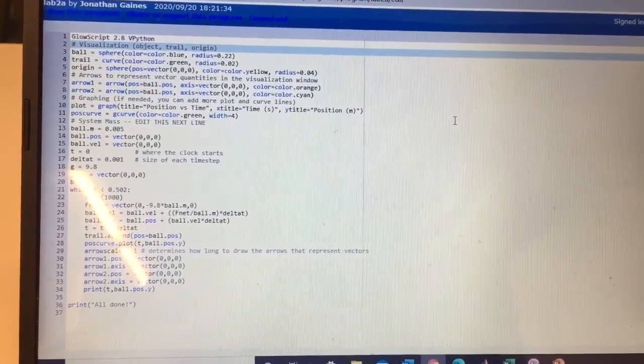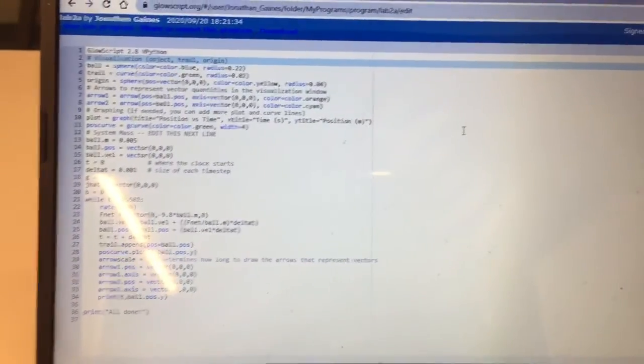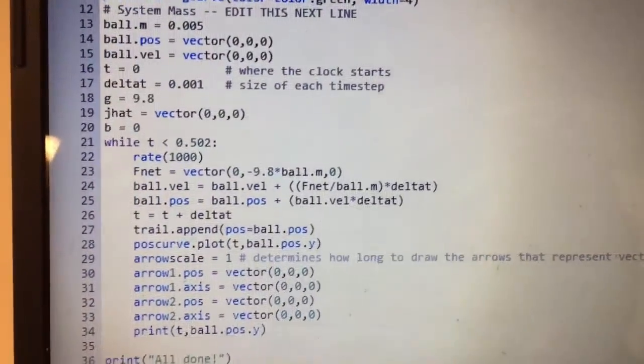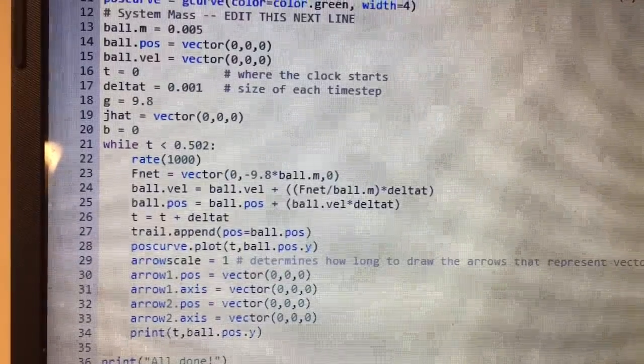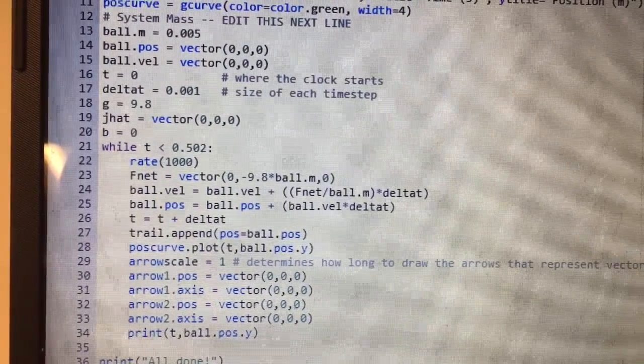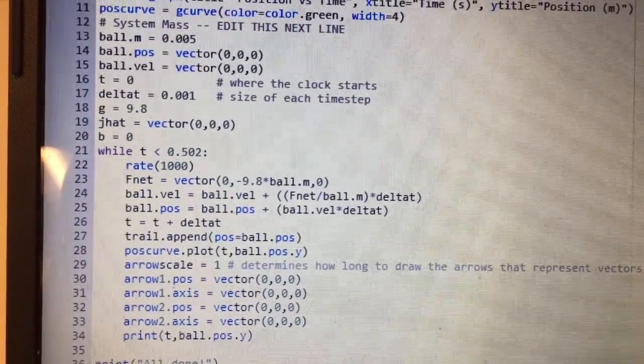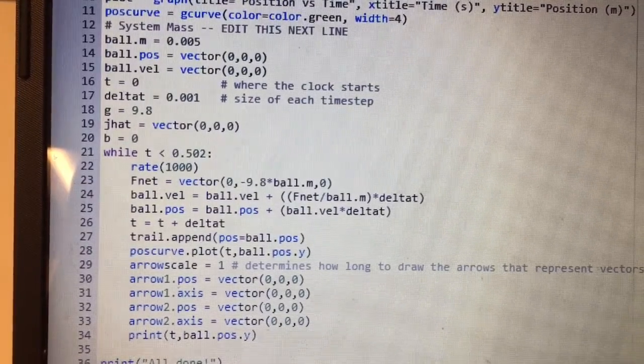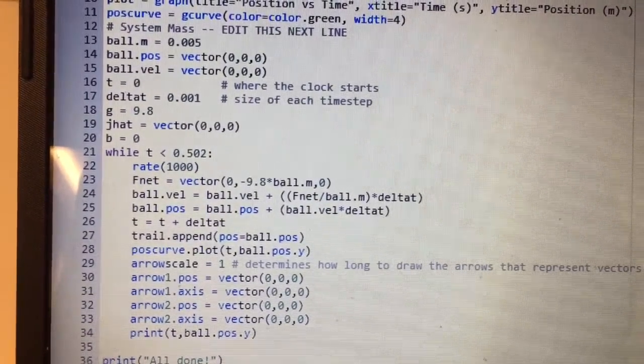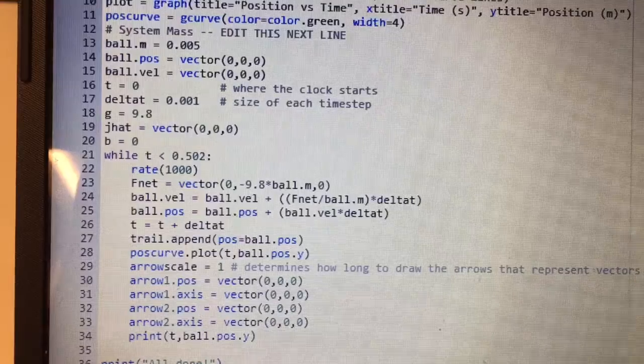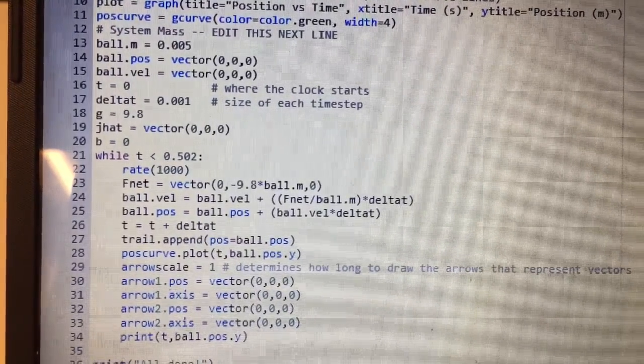Here's the code I used for the model that only incorporates gravity. You can see here that the ball velocity is equal to the ball velocity plus the net force divided by mass times delta t, over a small delta t, and this process is repeated over and over.